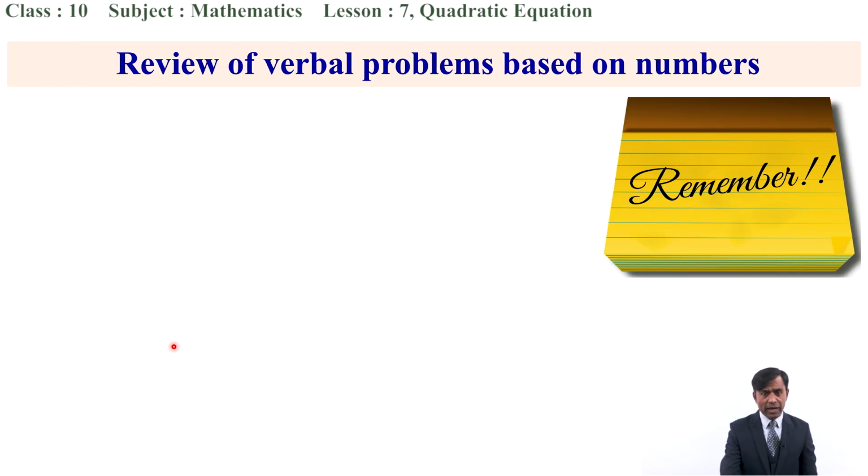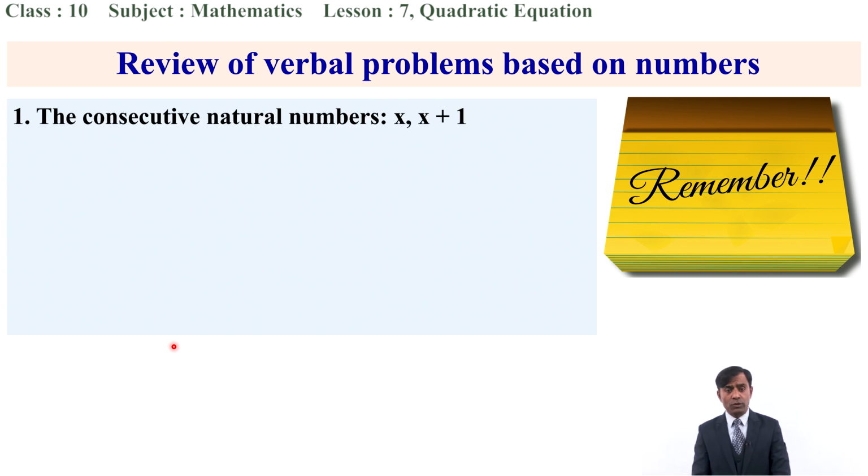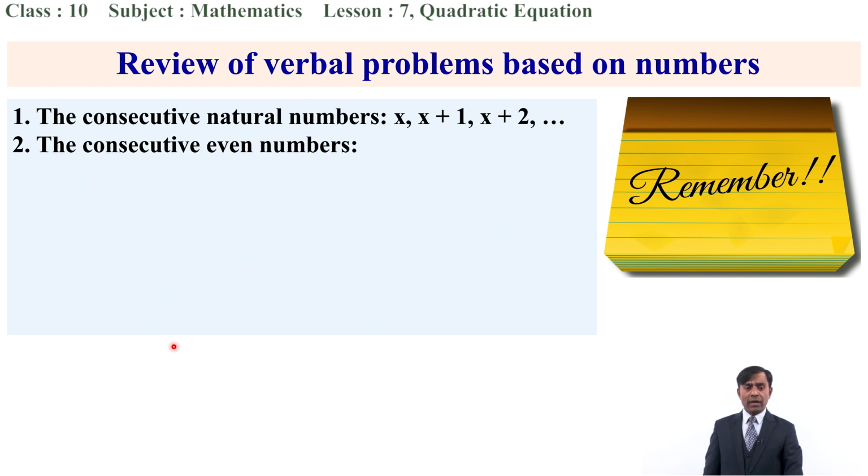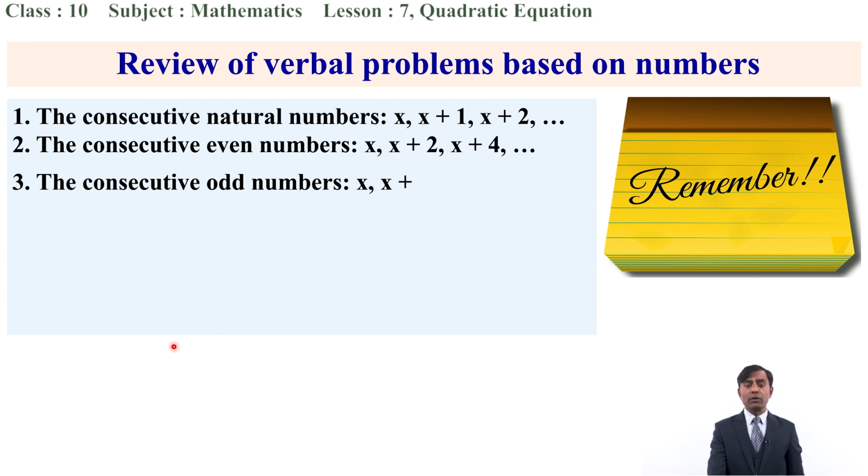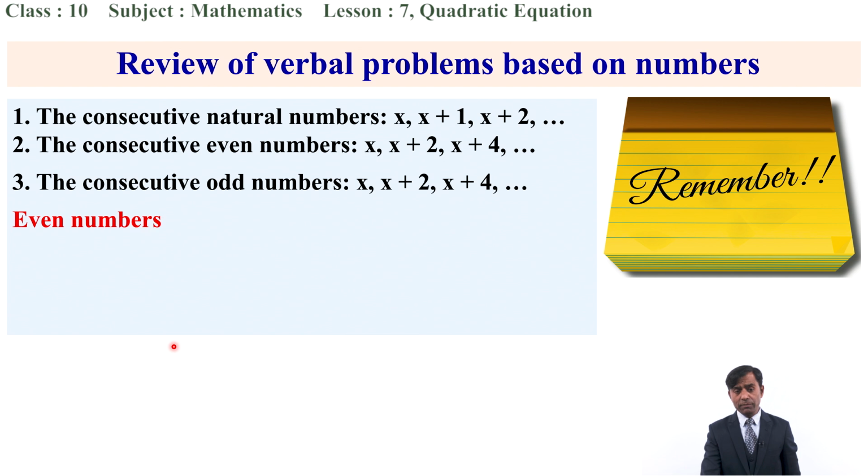Okay, now next part, review of the verbal problem based on numbers. This is just concept we have discussed in previous classes. Also, the consecutive natural numbers are x, x plus 1, x plus 2, and so on. Consecutive even numbers are x, x plus 2, x plus 4, and so on. Similarly, consecutive odd numbers are x, x plus 2, x plus 4, and so on.